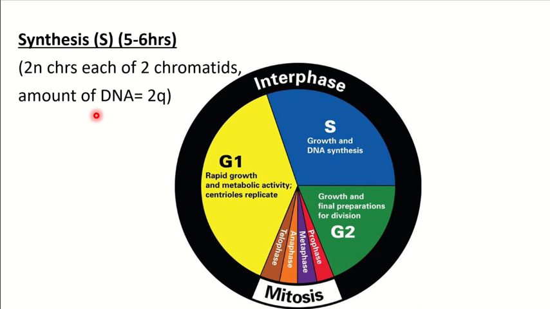We have 2n number of chromosomes, but now they are of two chromatids. So each chromosome becomes of two chromatids.